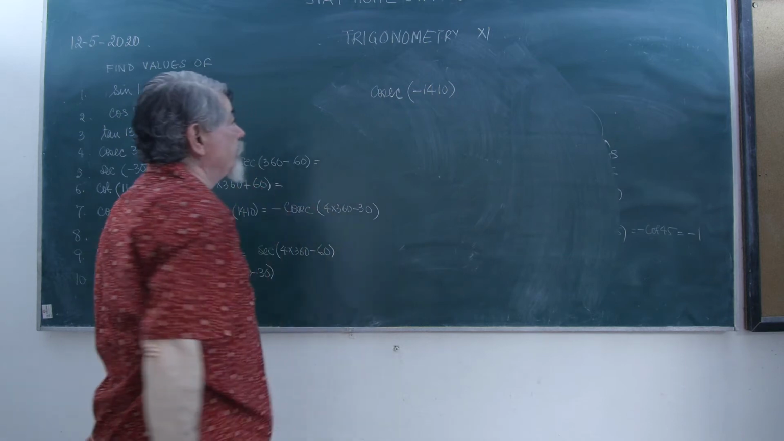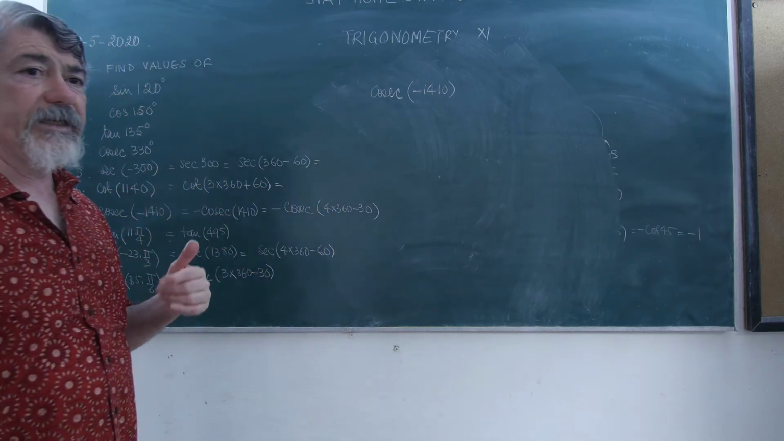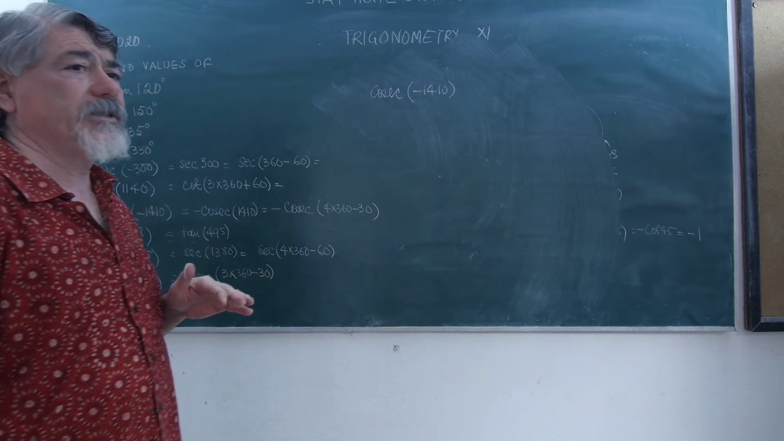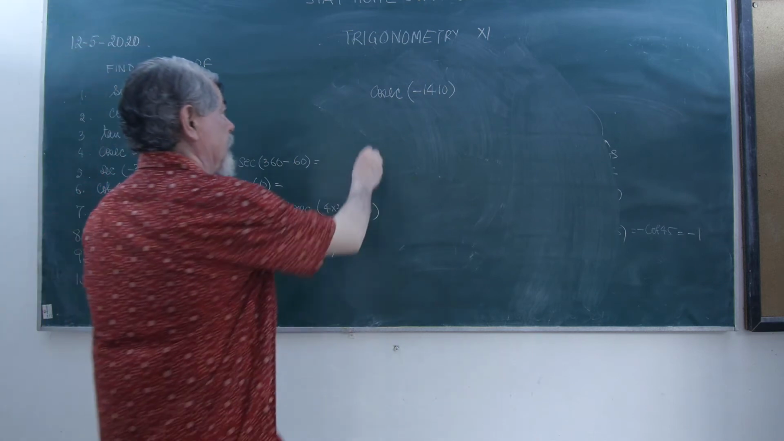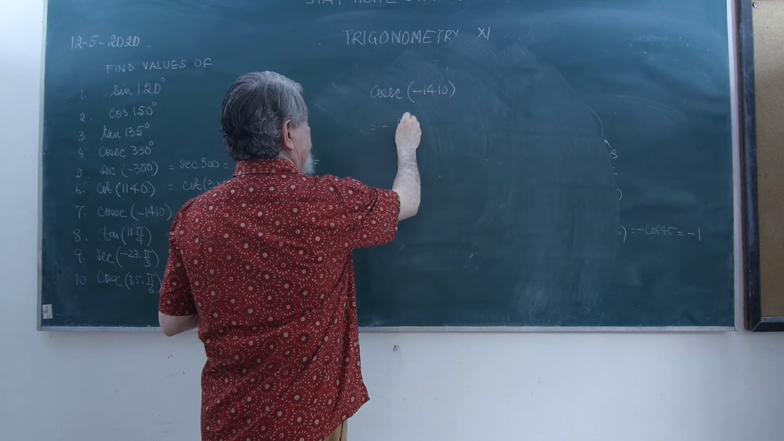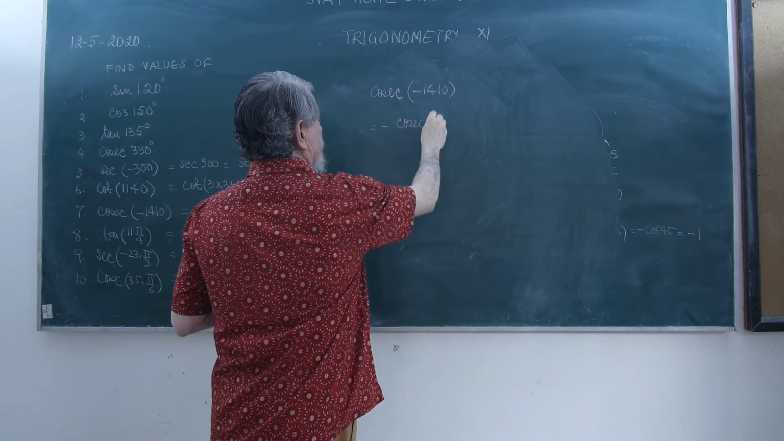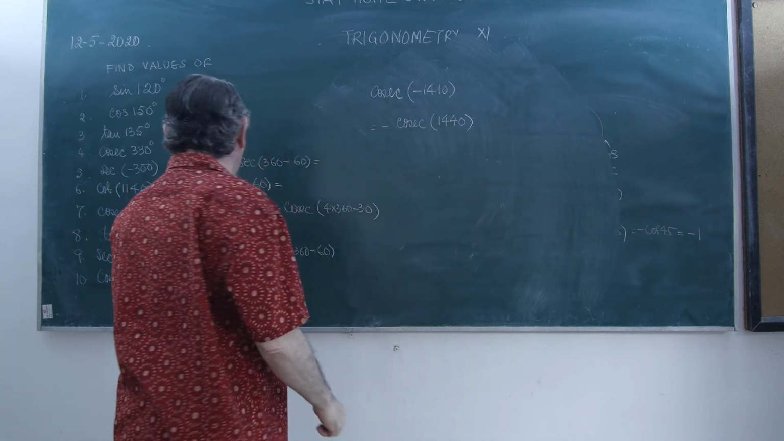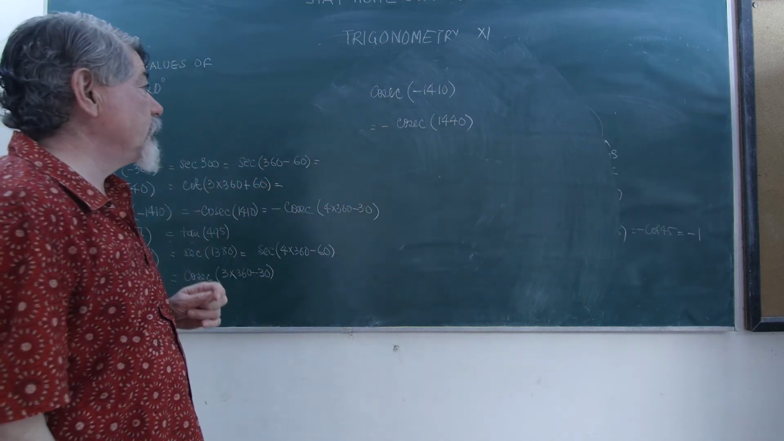Cosec minus 1410. First of all, I'll remove this negative sign. Now cosec minus theta will be minus cosec theta. Keep it minus cosec 1410. Now let us see what cosec 1410 is.